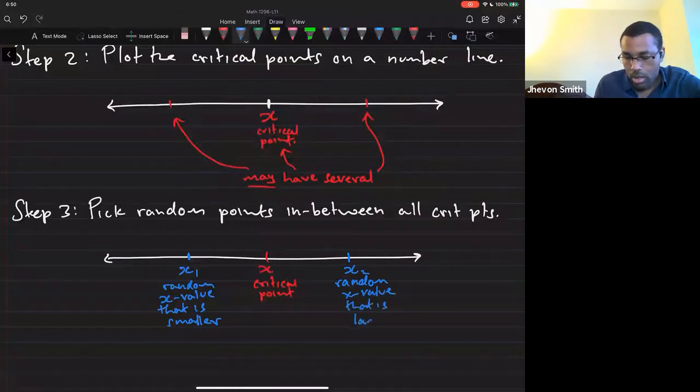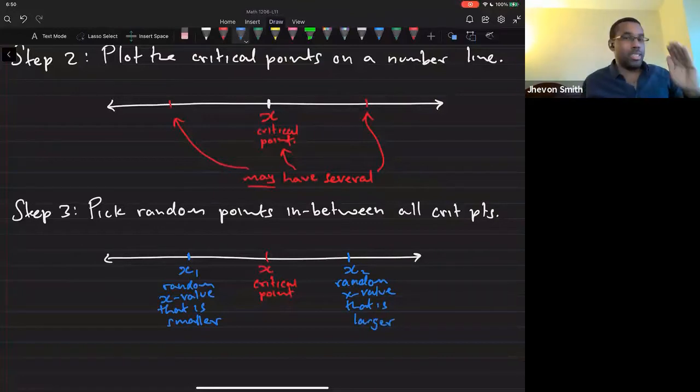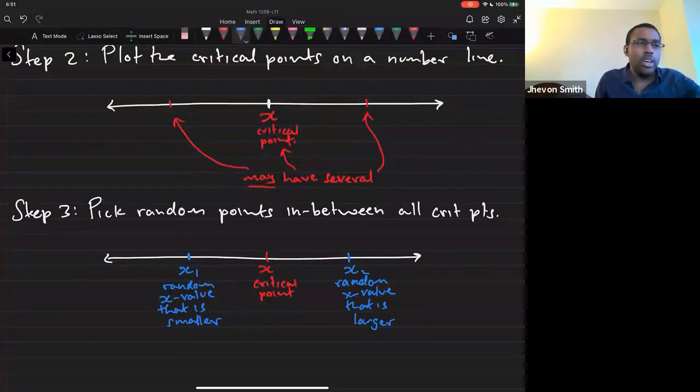That is larger. Right? Now, it doesn't matter who you pick as long as you're not on top of a critical point and as long as you're in between all the critical points. But of course, in general, you're going to pick a nice number, right? So you wouldn't just pick some random decimal expansion. You might pick a whole number that you can do calculations with easily, but it doesn't actually matter the specific number. So you're going to pick some random numbers.